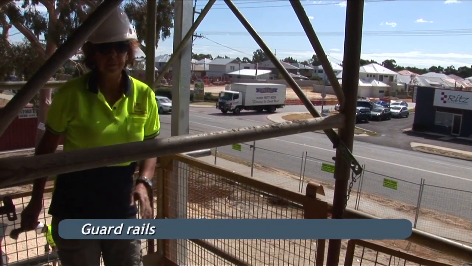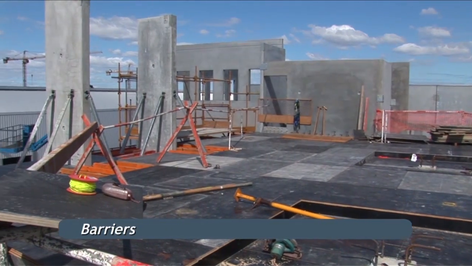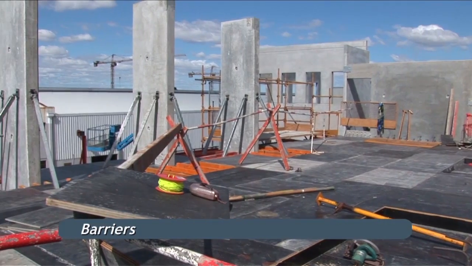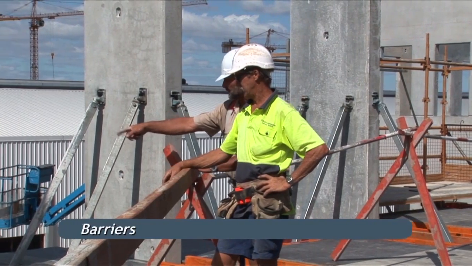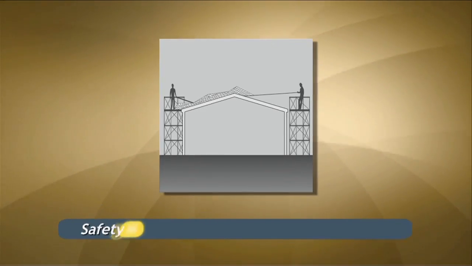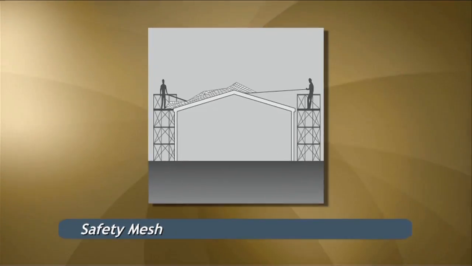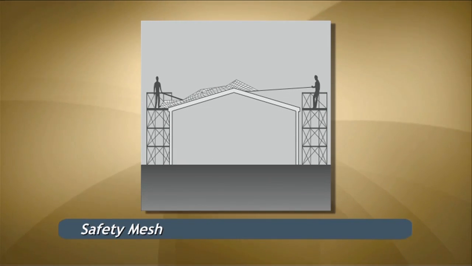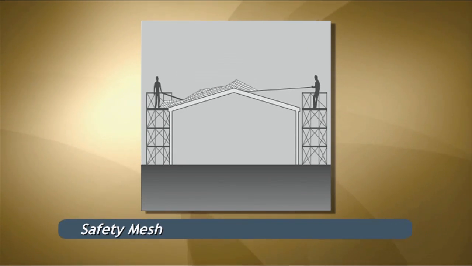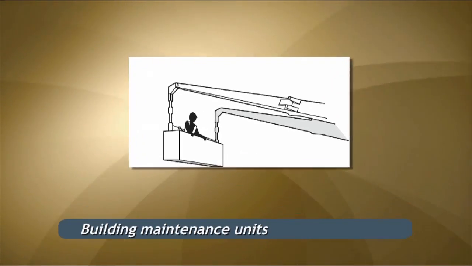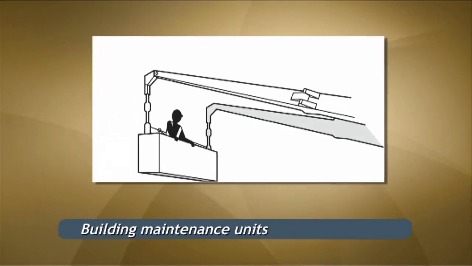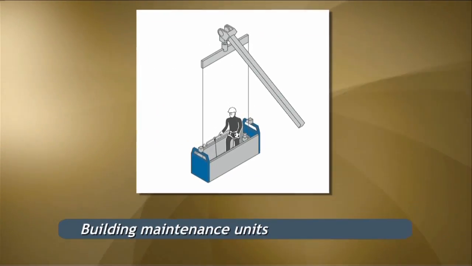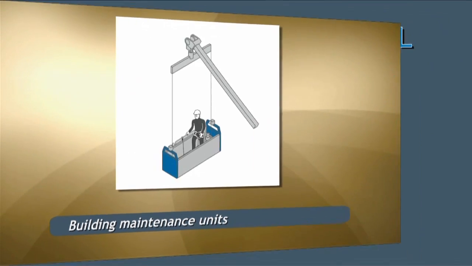Guardrails at edges. Barriers to cordon off areas where edge protection is not provided and workers are not permitted to access. Safety mesh for roof installers, which should always be used in conjunction with appropriate edge protection, guardrails or individual fall arrest systems, and building maintenance units, as it is important to consider how maintenance, repairs or cleaning will be undertaken.